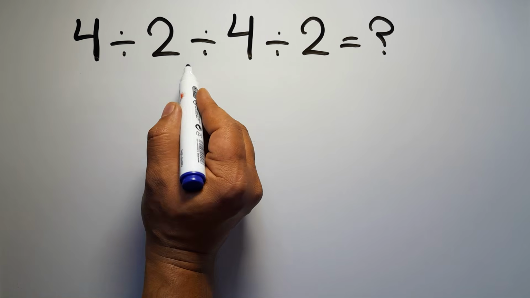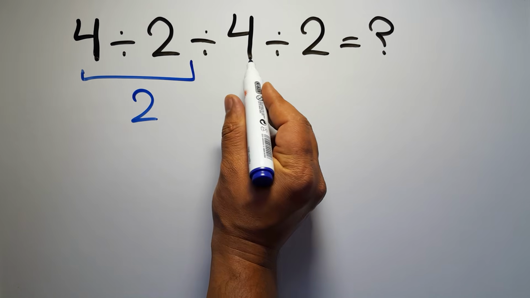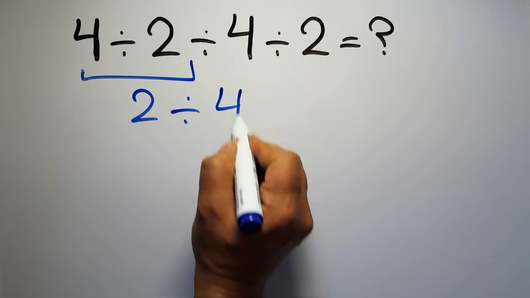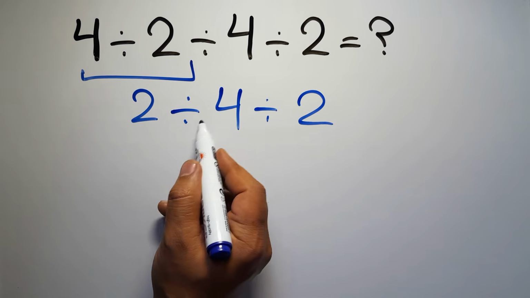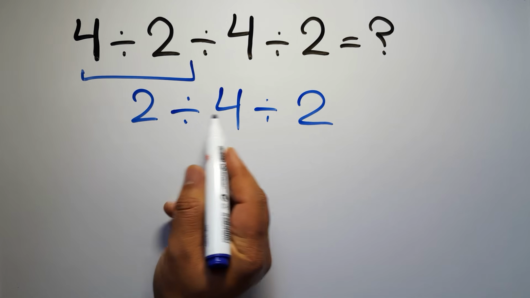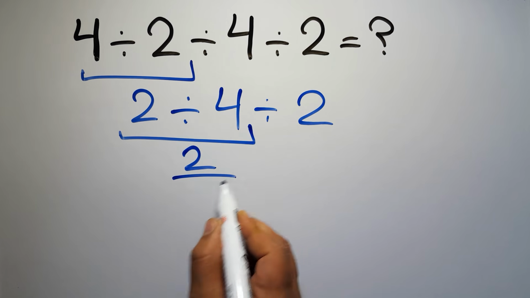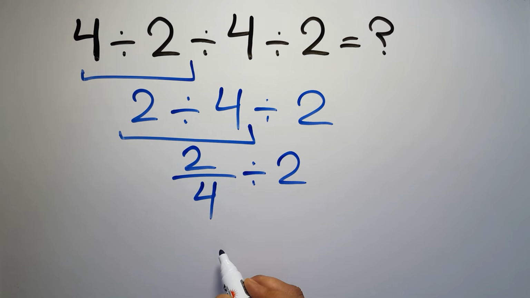4 divided by 2 equals 2. So 2 divided by 4, then divided by 2. No, first we have to do this division. 2 divided by 4 can be written as 2 over 4. Then divided by 2. Okay?